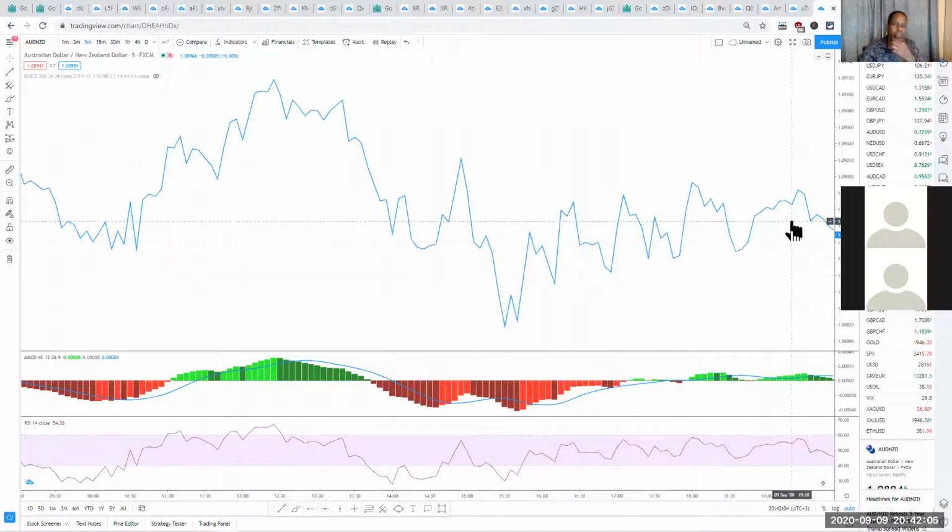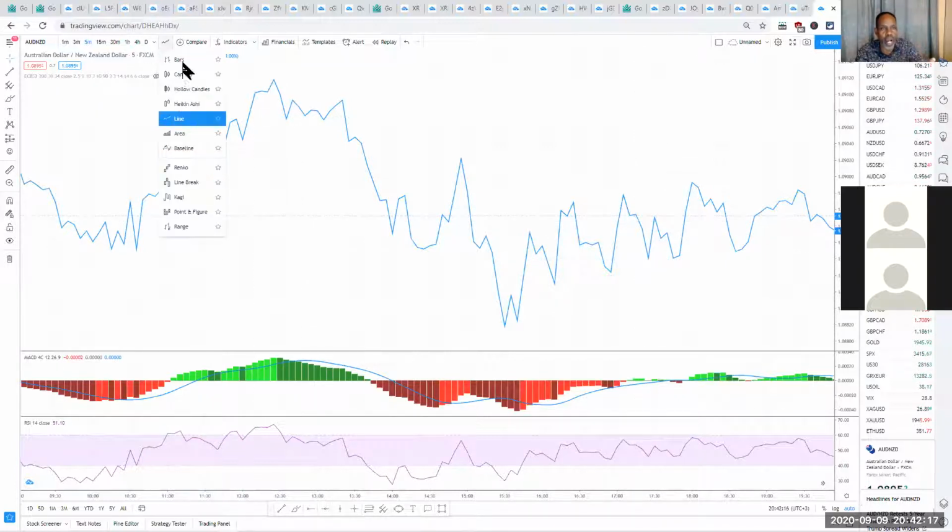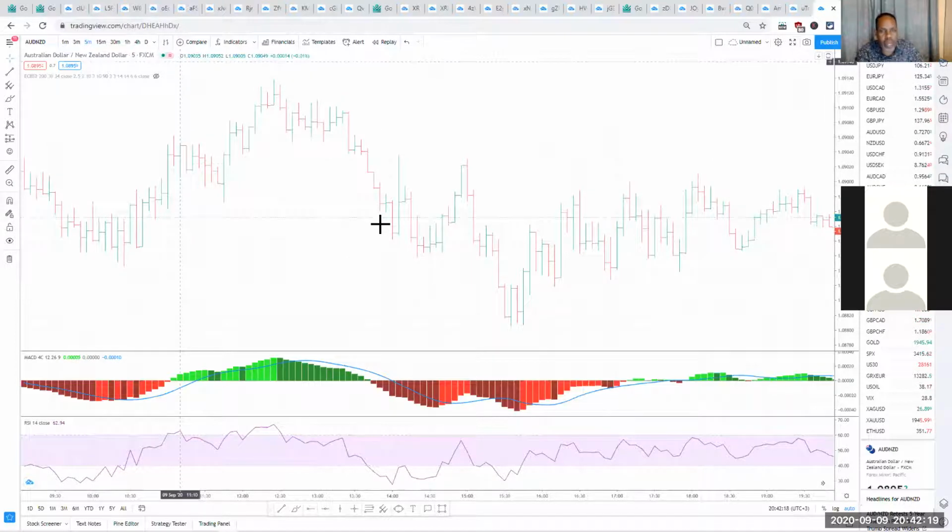Now, what is important with this particular chart that I just want to mention? From a line chart, normally you upgrade to what is called a bar chart. And a bar chart basically means that within the 5 minutes that this particular line was being plotted, it gives you more information: that the price actually came as low as here and went as high as there and exited there within that particular time. So that's what a bar chart is.